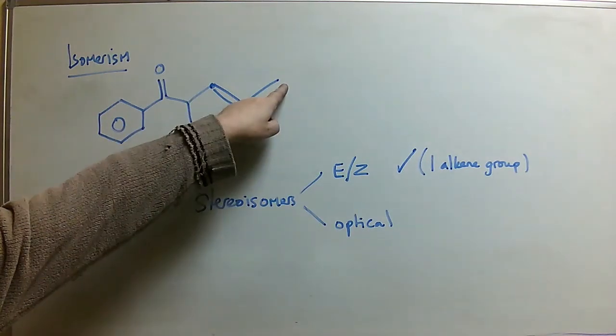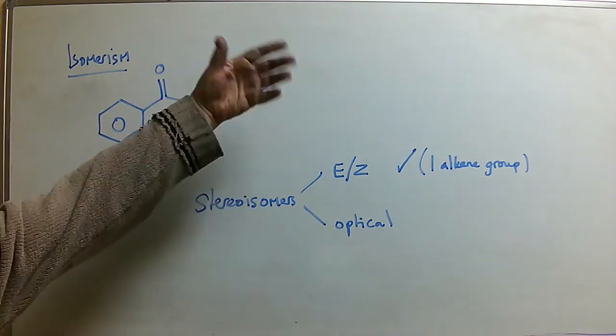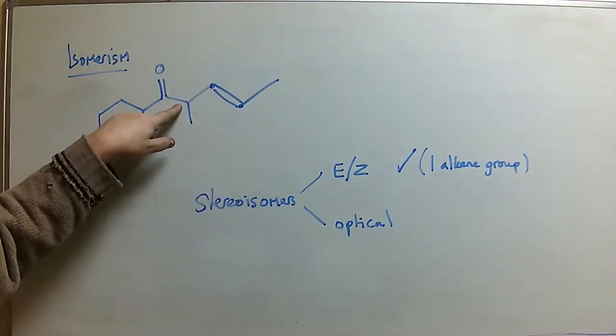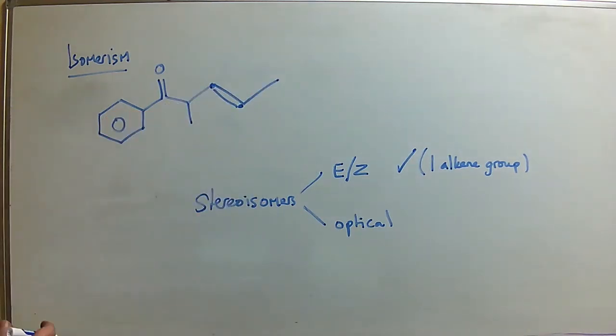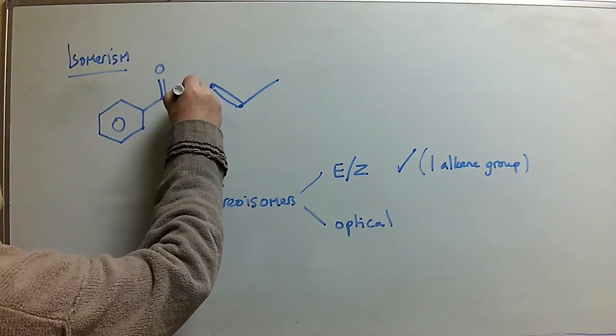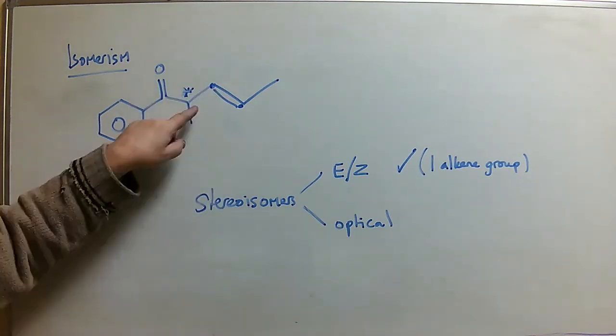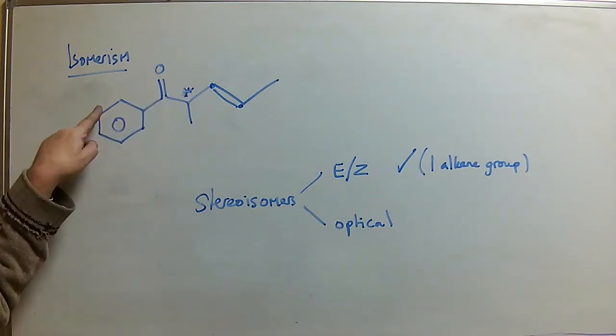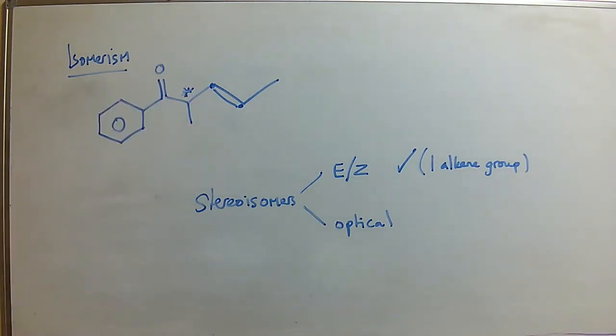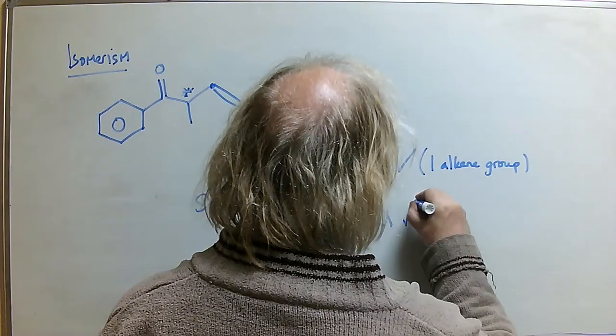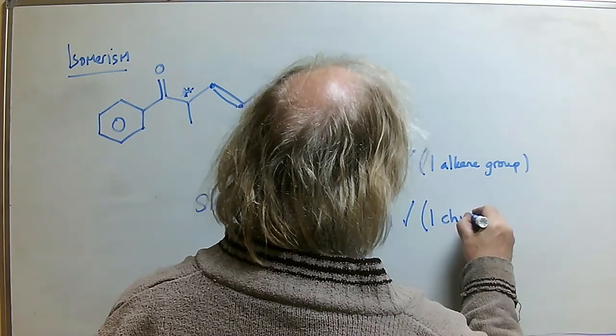This one obviously isn't chiral because it's got 3 hydrogens bonded to it, which are all the same. But this one is, because you can see that that carbon has got 4 different groups. So this organic group is different from that one, is different from a methyl group, is different from a hydrogen. So 4 different groups there mean that that's a chiral center, and we have 1 chiral center.